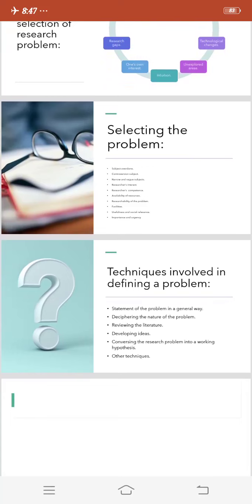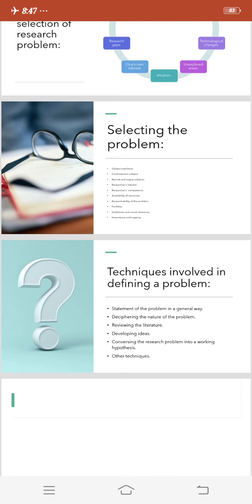Next one is deciphering the nature of the problem. Here understanding the nature of the research problem is very important to narrow down the topic. It calls for aggressive and active discussions. Interaction with superiors, colleagues, friends, professionals, and academics will make it easier to narrow down the problem. Through discussion we can get more information from our superiors, colleagues, friends, and so on.